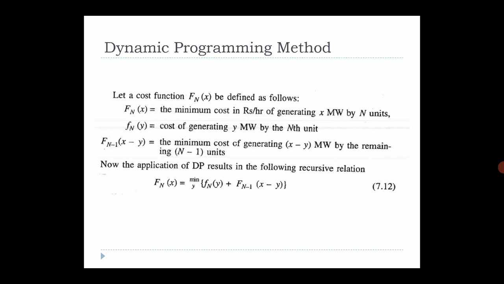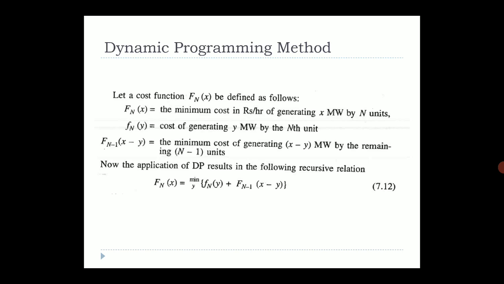Now before that, you need to understand this. There is something called a cost function Fn of x. It is defined as the minimum cost in rupees per hour in generating x megawatt by n units. So if I tell you F10 of 20, that is nothing but the minimum cost for generating 20 megawatt using 10 generators.